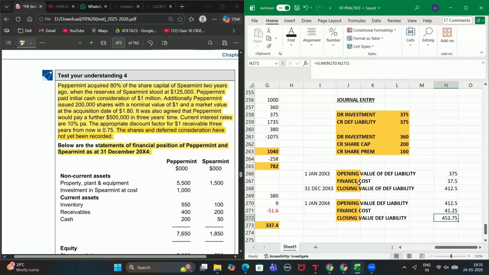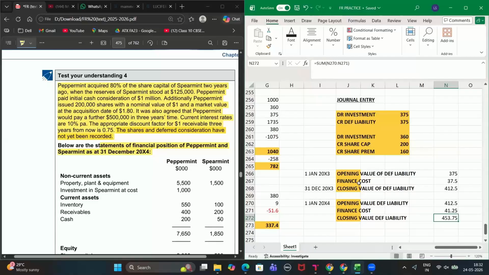My question is, have we recognized this deferred consideration in the books? As per the question, no. So if we are not recognizing this deferred consideration, will we be recognizing finance cost? No, right? We won't be recognizing finance cost. So we have to recognize this finance cost now.